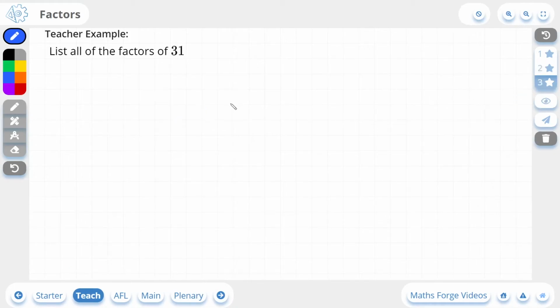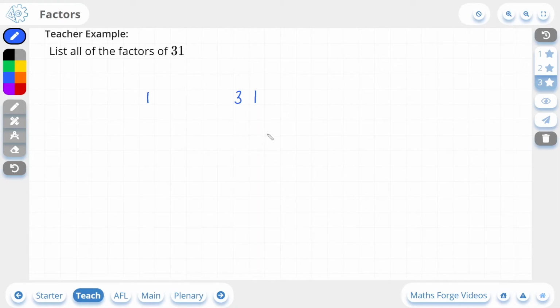Let's do a three-star example. 31. Well, I know 1 and 31 go into 31. I know that they're factors of 31. But how about the other numbers? Can I multiply any number by 2 to get to 31? Well, the answer is no, because this is an odd number, and of course, any number multiplied by 2 gives you an even number. How about 3? Well, I can't do 3, because I know that 3 goes into 30, and then the next number is 33, so 3 does not go into 31.